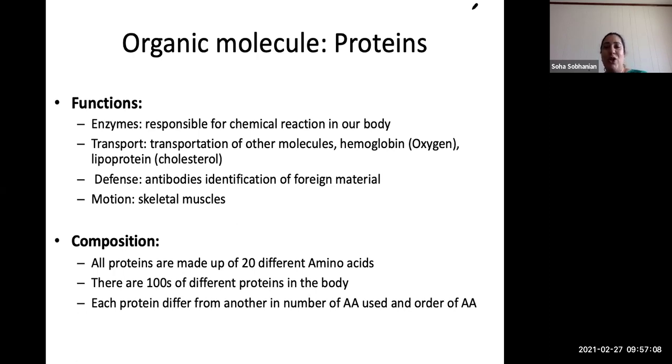And the one that we usually overlook when we get to this point is our muscles, right? The muscles we have in our body are all made up of proteins, right? So a skeletal muscle that gives me my movement, my motion, are also proteins.